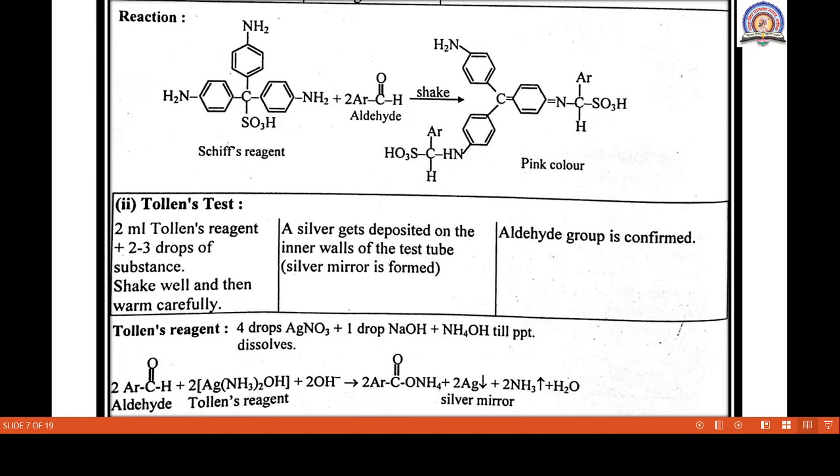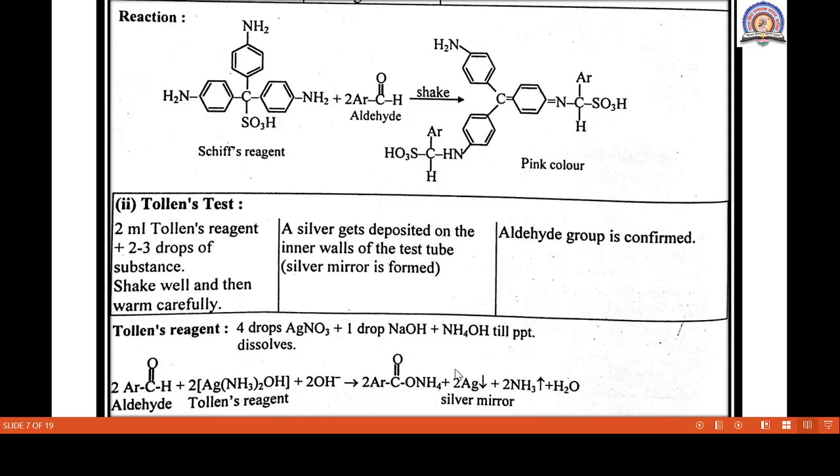Okay, so what reaction exactly happened in the detection of aldehyde? This is the Schiff's reagent. In that, if the compound contains aldehyde, then add this, shake well, and we observe the pink color of this compound, and we conclude that aromatic aldehydes are present. Then another one is the Tollens test. It is very familiar to us. In the 12th standard we also perform this test. Tollens reagent is nothing but AgNO3 plus NaOH plus NH4OH till the precipitate dissolves.